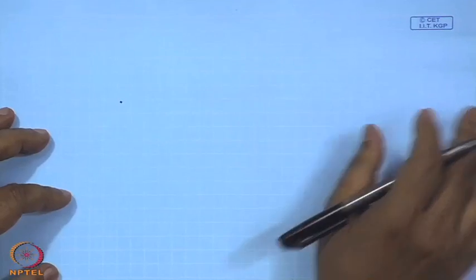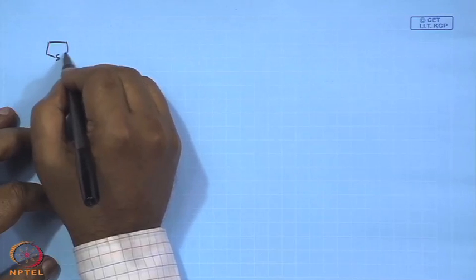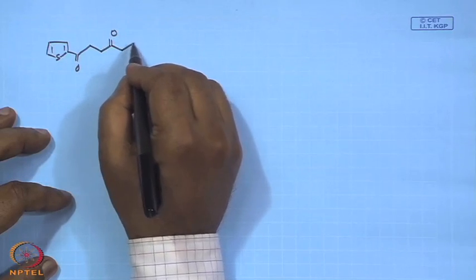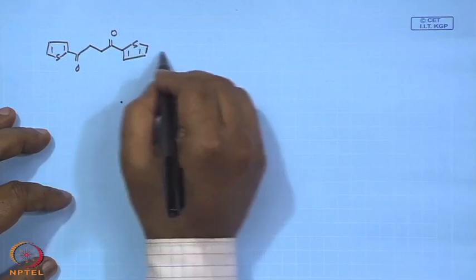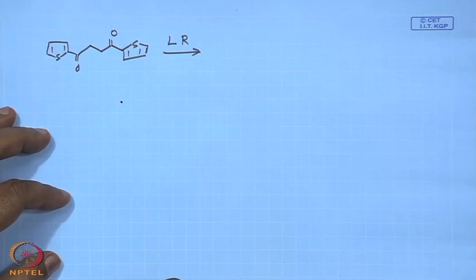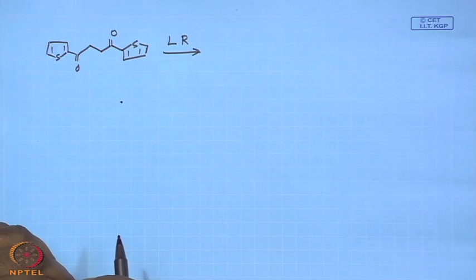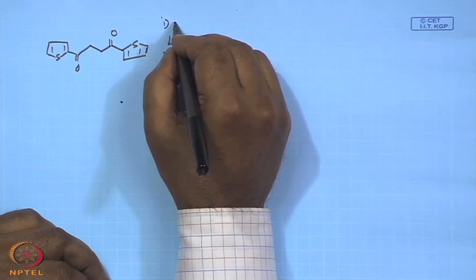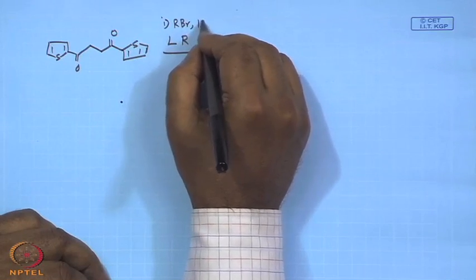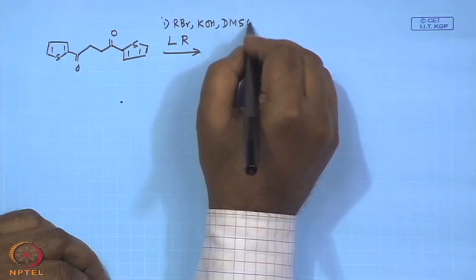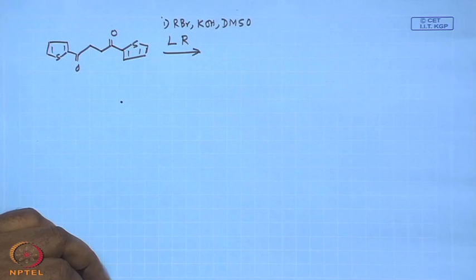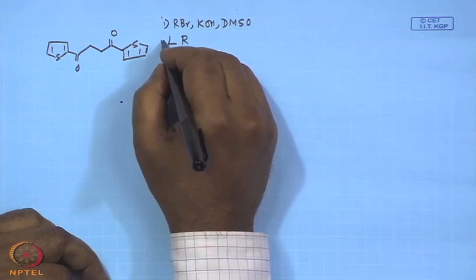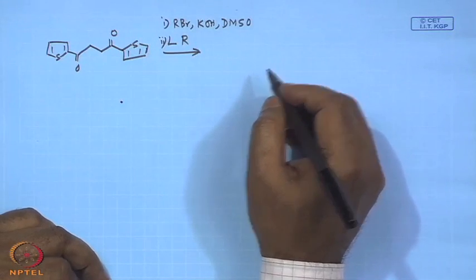Say you start with a thiophene-containing compound and a ketone, where the ketone has to be 1,4, and once again a thiophene. From now onward I will write LR for Lawesson's reagent. First you start with this and react with RBr, an alkyl halide, and KOH. I will tell you why we need all these things. DMSO is the solvent because you are using KOH, and then you use Lawesson's reagent. So what do you expect here?